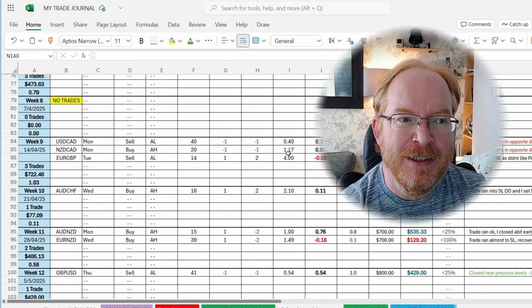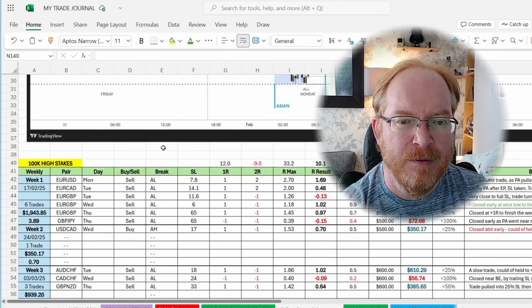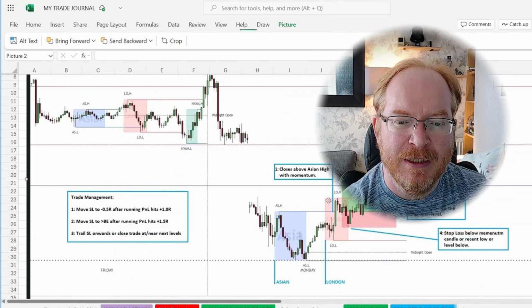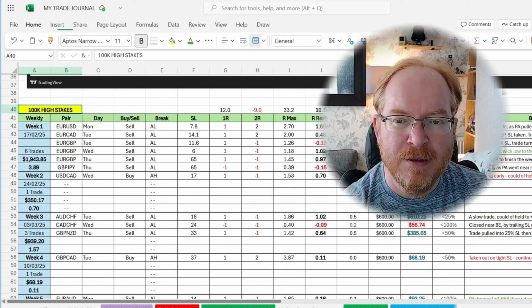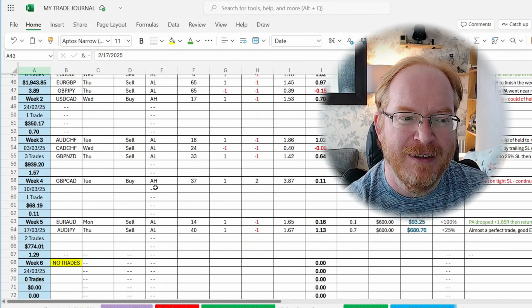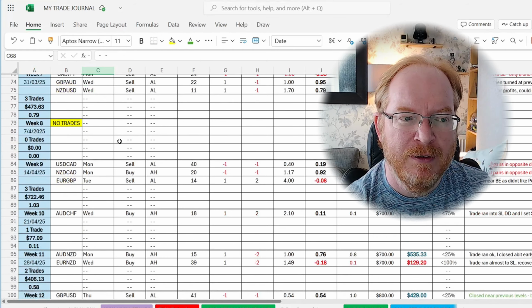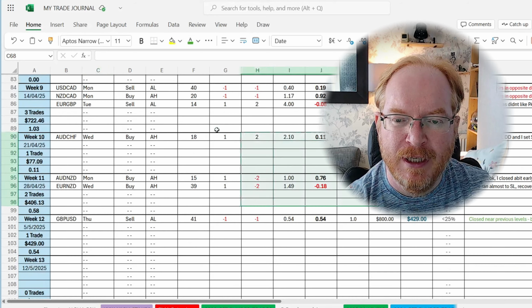And then this is the spreadsheet, my trade journal of all the weeks we've done so far together. This is the plan, 2025. This is a basic setup: Asian session break, pullback, continuation, targeting previous levels. As you can see, it's the 100k high stakes, running profit is there. Week 1, week 2, we'll just go through these very quickly, just as a quick overview. There's no trades that week. Week 7, 8, 9, 10, 11 were last week, done in one video together.